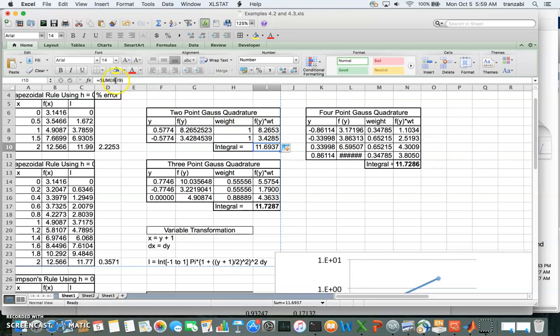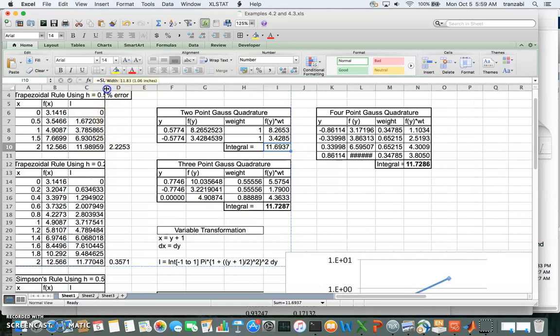And then this is the total sum of the last column. And that's going to be 11.69, which is very close to the other ways we did using trapezoidal rule. So this is trapezoidal rule from 0.5. I make it a bit wider.